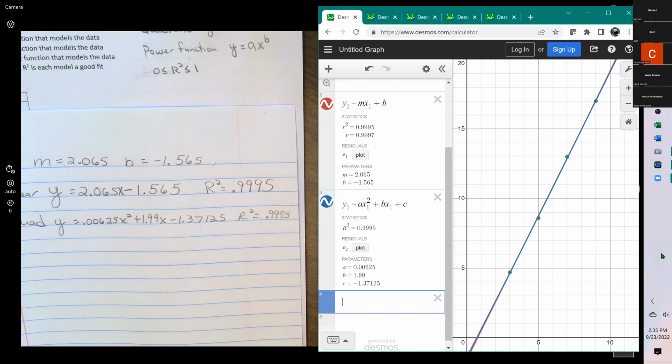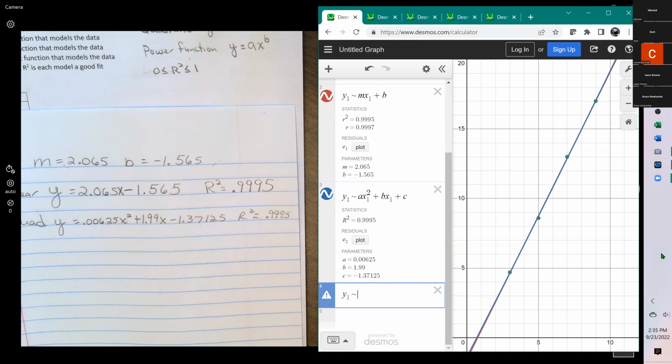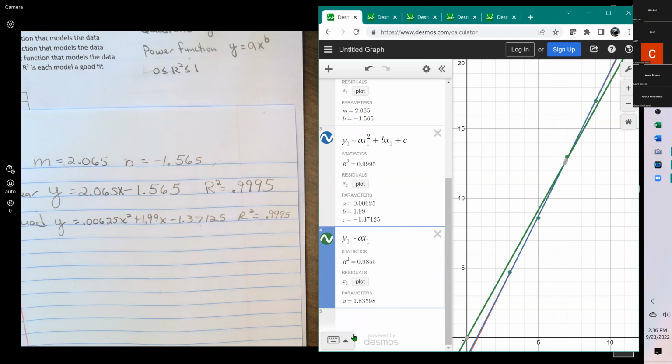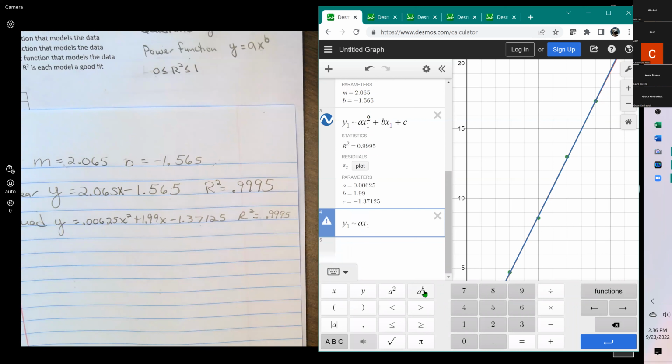The last one, the power function, y1, a little similar line, and then a x1. Now to get the exponent, you can either use a caret, which is next to the 6, or you can go here and use the a to the b and put the b up there and come back down.